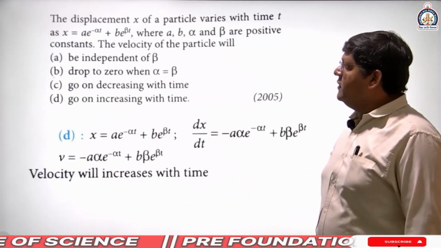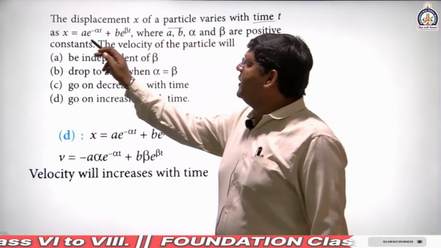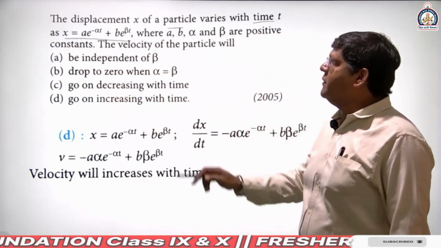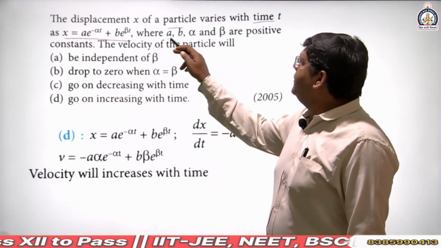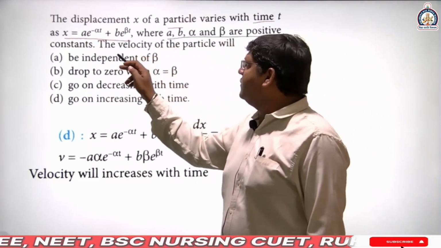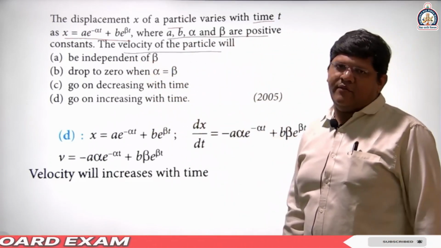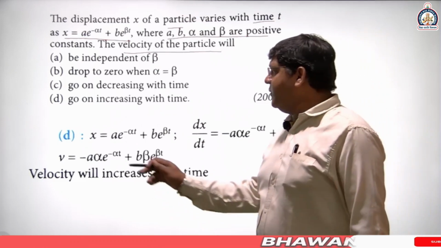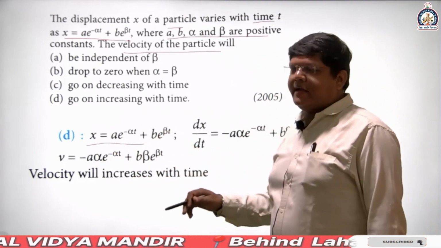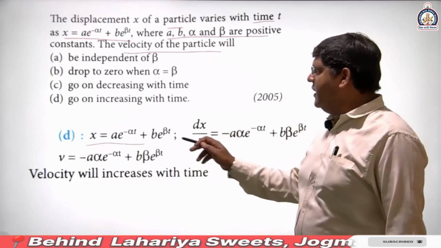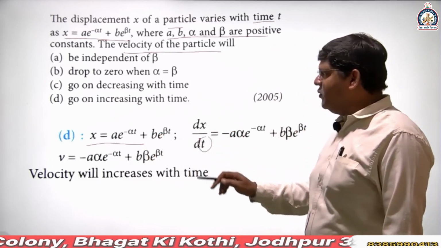Moving to the next part, the next question says the displacement x of a particle varies with time as x equal to a e raised to power minus alpha t plus b e raised to power beta t. A, b, alpha, beta are positive constants. We have to predict the velocity. Now x is the displacement, and we can calculate velocity by differentiation of displacement, dx/dt, meaning we are differentiating with respect to t.